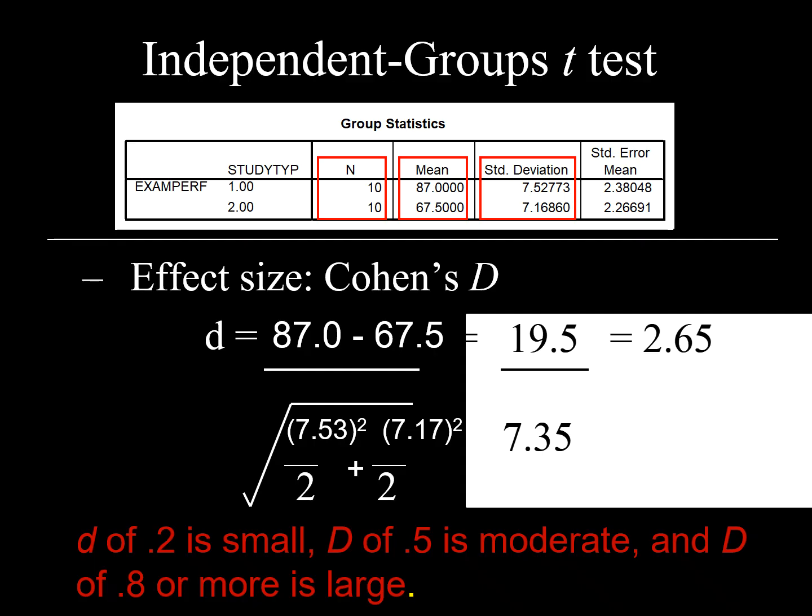The general rule of thumb of Cohen's d is 0.2 is small, 0.5 is moderate, and a 0.8 or more is large. And indeed, this is well above 0.8. It's 2.65. And there is a large difference. Basically, if you look at the mean on the test, we go from a D to a high B. There's a pretty large shift. We're changing almost 20 points on a 100-point scale. That's a pretty big difference that we're finding with this study technique.